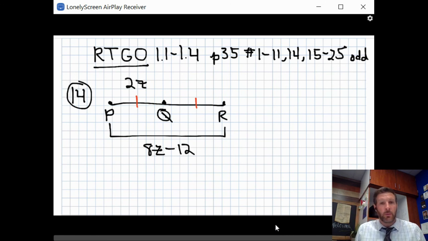Okay, so we have expressions. We need to be able to write an equation. What here is equal to what? Don't say that 2z is equal to 8z minus 12 because you basically would be saying that half of the segment is equal to the whole segment.